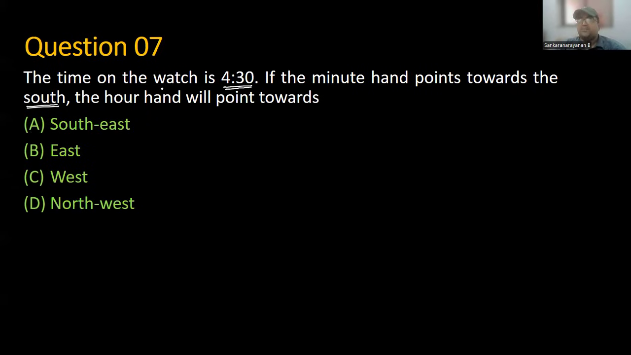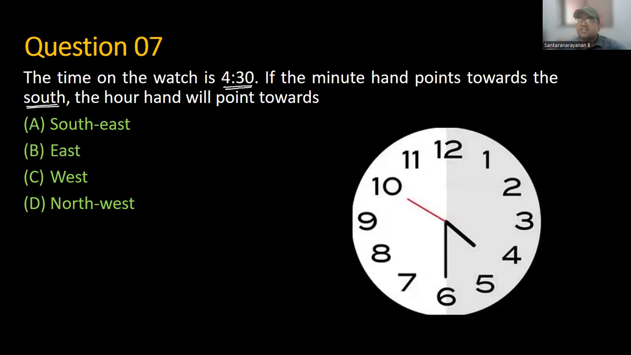That is the question. So for answering this question, let us just consider how that 4:30 time looks. You can see this is how 4:30 looks, right? So when the time is 4:30, the minute hand is pointing towards the south.